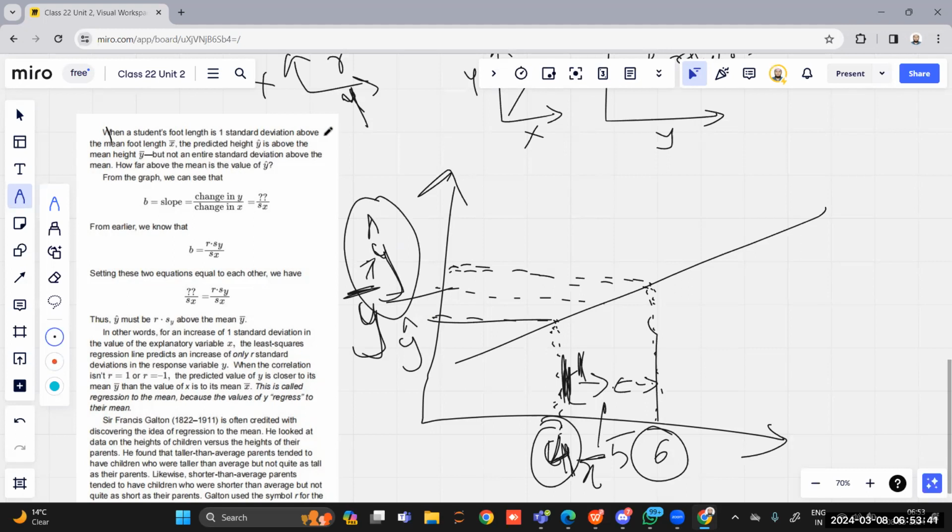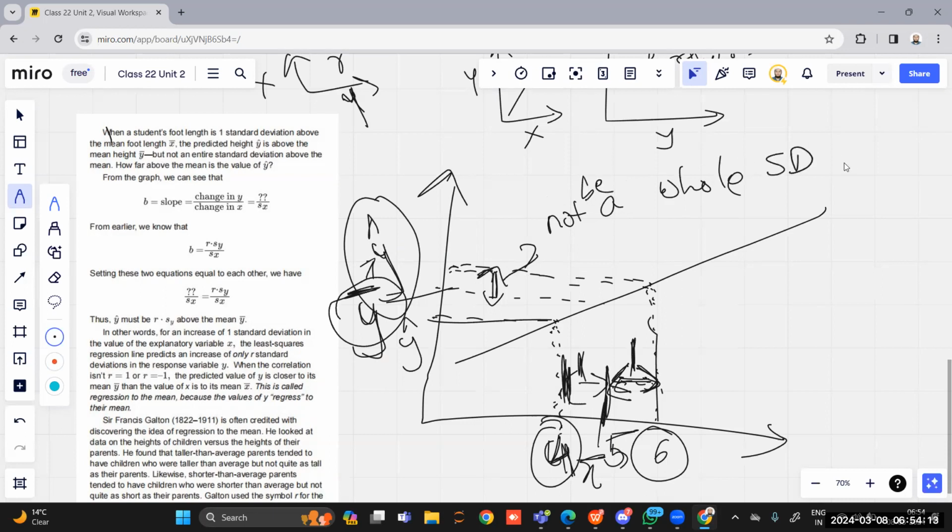The predicted height is above the mean height y bar, but not an entire standard deviation above the mean. It will be above y bar, but not a whole standard deviation. This point is coming a whole standard deviation, with standard deviation 1. But this predicted value will not be a whole SD above the mean. So if it is not one standard deviation, how far above the mean is it?